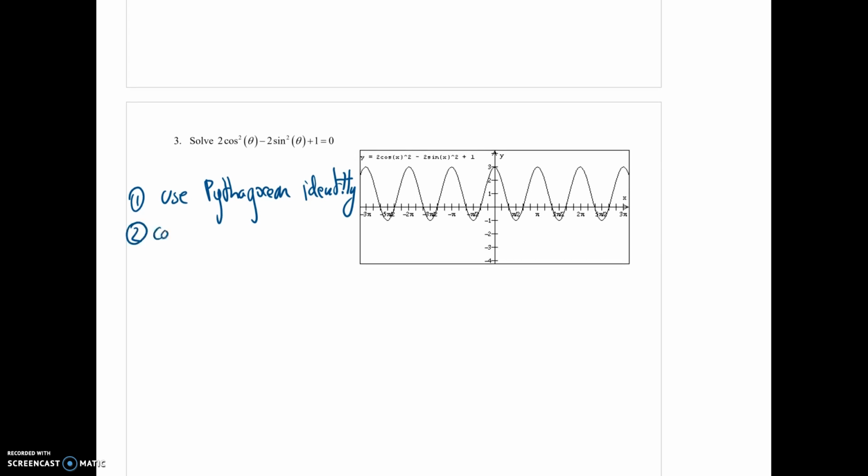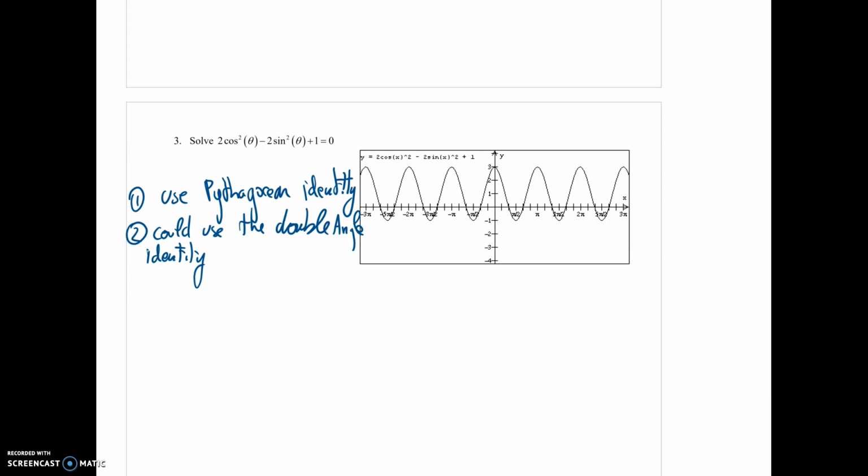Okay, so problem number 3. I'm going to let you do problem number 3 by yourself. Try to work this out. Obviously, you need to use the Pythagorean identity. So the first thing is maybe use the Pythagorean identity. And second, you could use the double angle identity also.